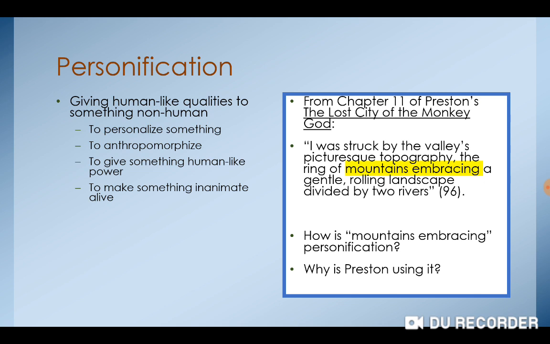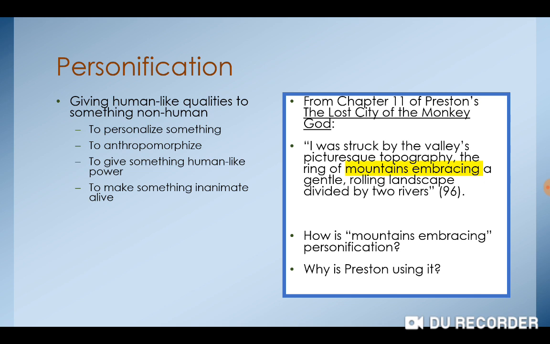This is from chapter 11. "I was struck by the valley's picturesque topography, the ring of mountains embracing a gentle rolling landscape divided by two rivers." So in this example, I've highlighted it there, it's the idea of the mountains embracing something. It sounds like the mountains have arms and they're hugging it, right? It's as if the mountains reached out their arms and hugged the rolling landscape. We know mountains don't have arms, so it's odd to say that they're embracing something. So that is an example of personification.